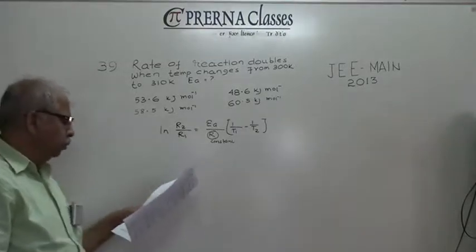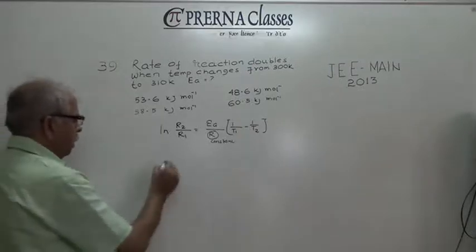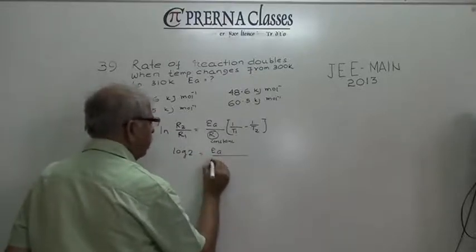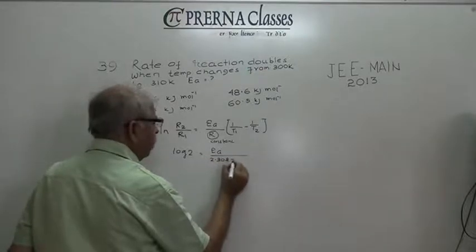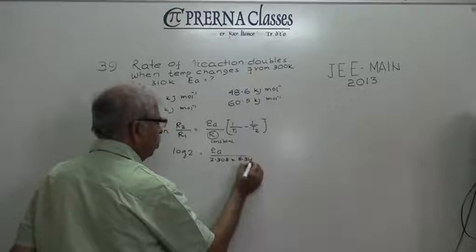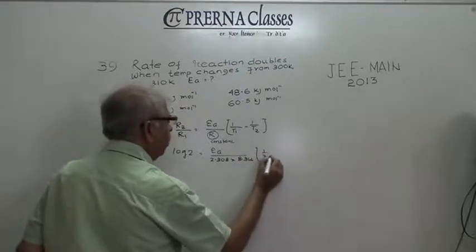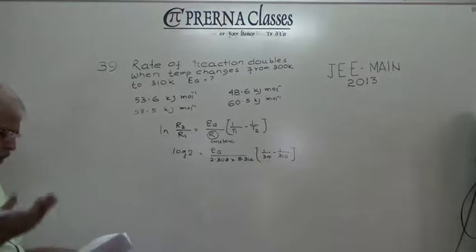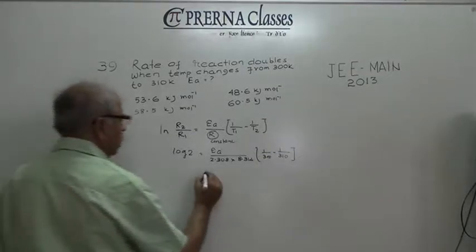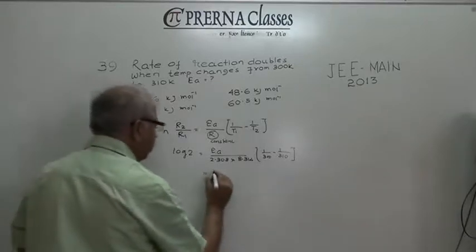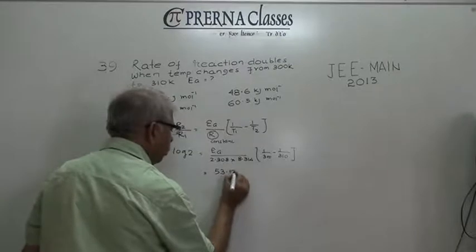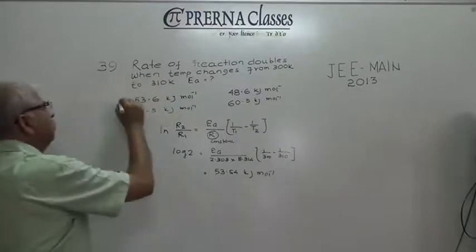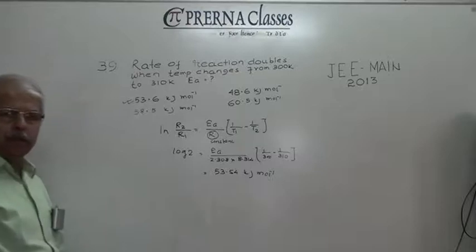Now putting the value, we get, since that it is double, so I can write down log of 2 is equal to Ea by 2.303 into the value of R is 8.314, 1 by 300 minus 1 by 310. Now, on calculating, this value comes to 53.54 kilojoule per mole. Hence, the first option is the correct option.